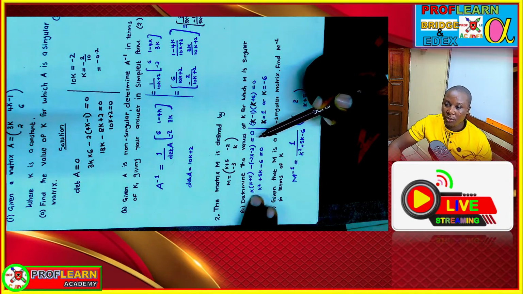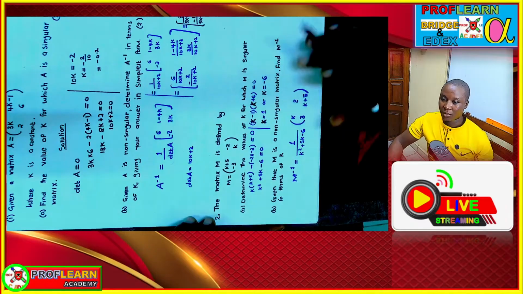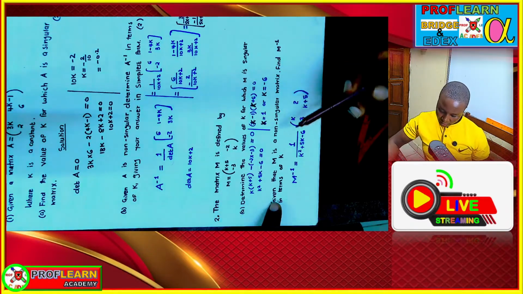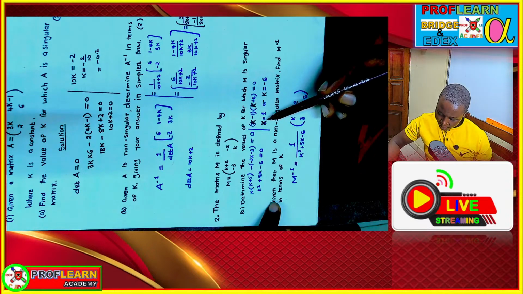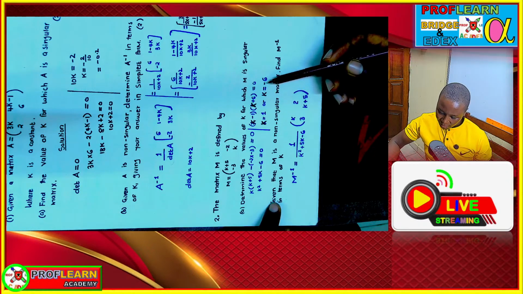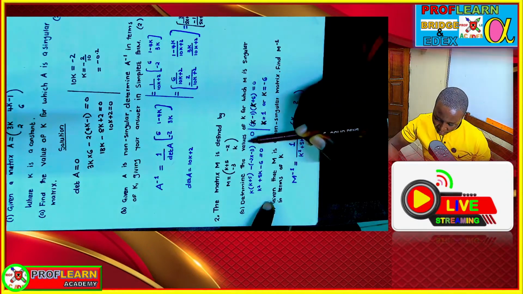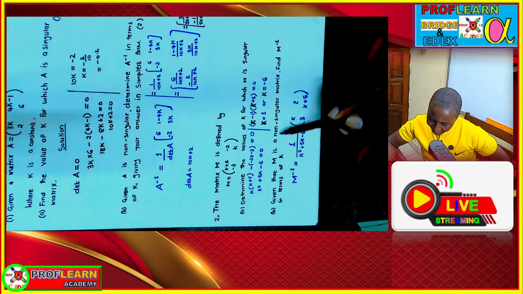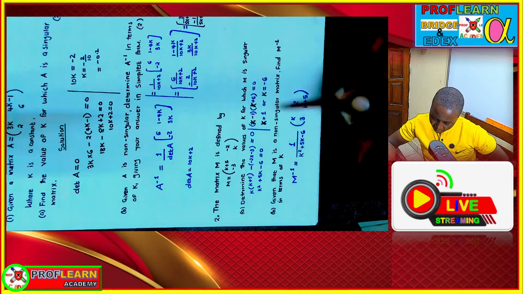Then we equate to 0, because in that case the determinant equals 0, because we are told it is singular. And then it means that if we solve that, we're going to get k equals 1 or k equals -6. Those are the values of k at that given point. Given that M is a non-singular matrix, find M inverse, the inverse of that.